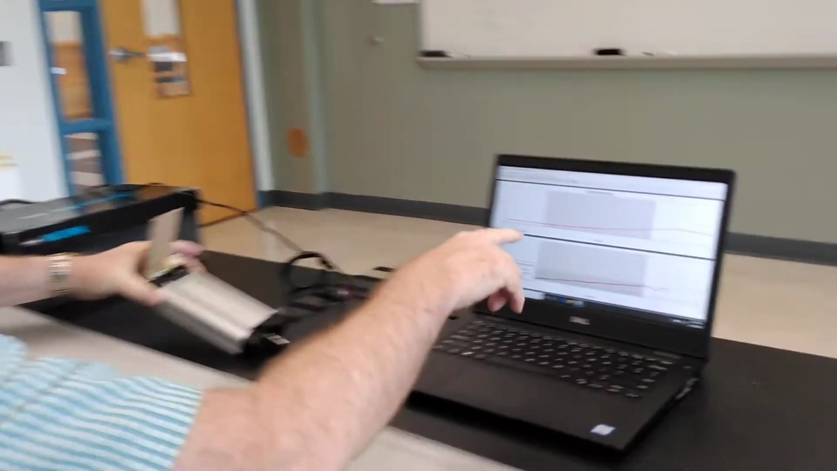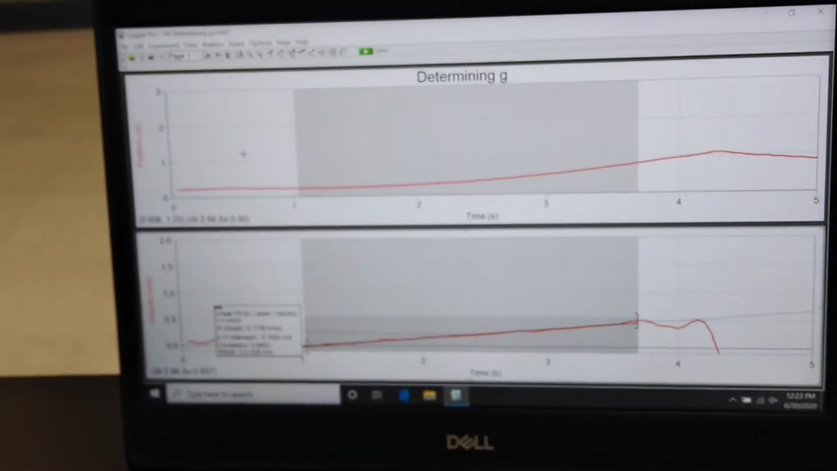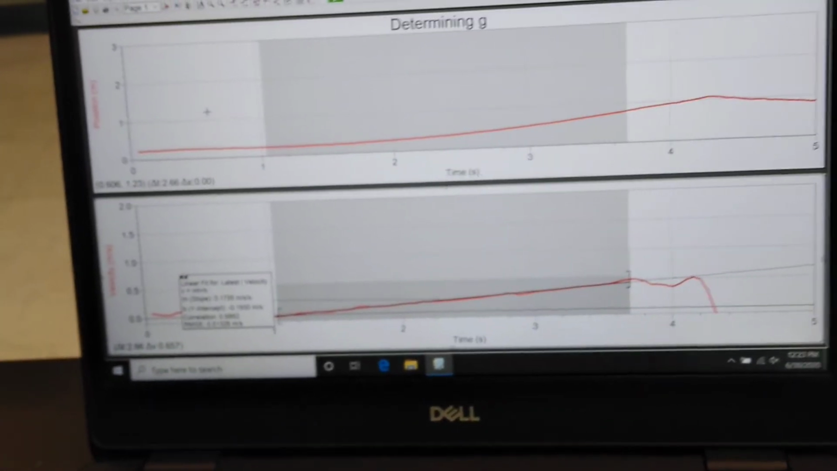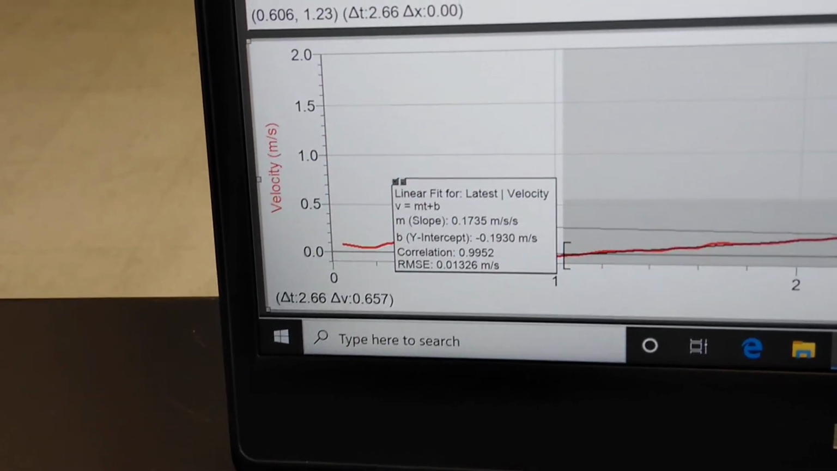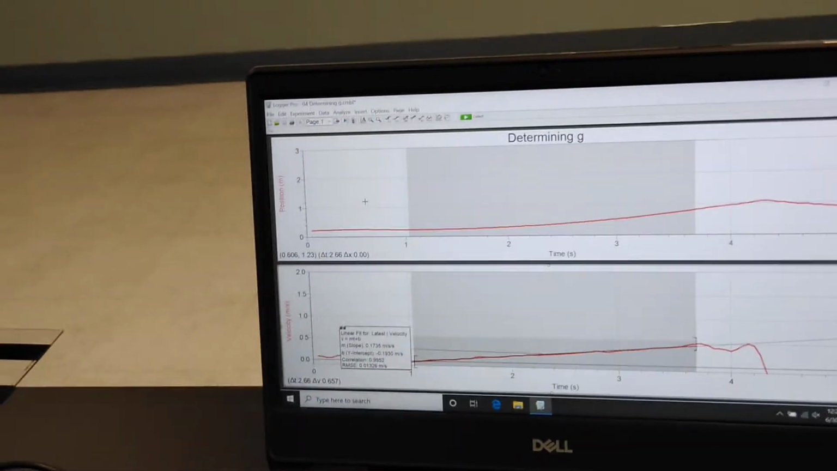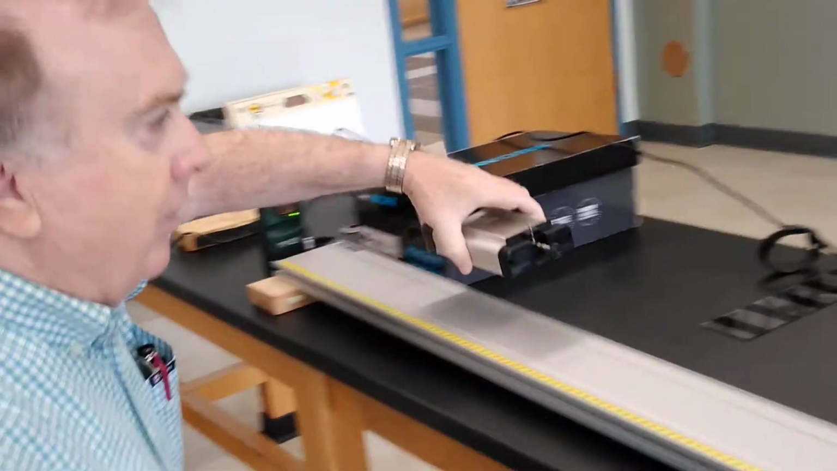And if you look here on the screen, here under our V over T graph, this red line is the motion of the cart. If we highlight that area and hit linear fit, you're going to see the slope is somewhere around 1.7 meters per second squared. So what that's saying, at a small angle, commensurate with 2.7 centimeters, the acceleration of a cart due to gravity will be about 0.2 meters per second squared.